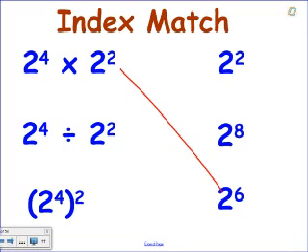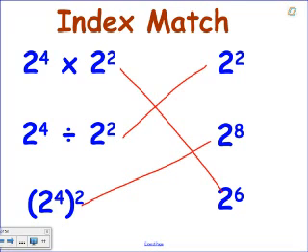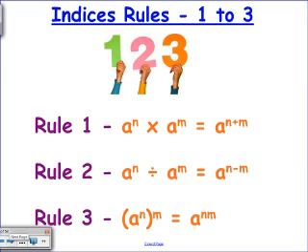2 to the 4 divided by 2 squared, 2 to the 2, which we call 2 squared. And 2 to the 4 raised to the power of 2, 2 to the 8. Everyone get that? That's rule number 1, 2 and 3.